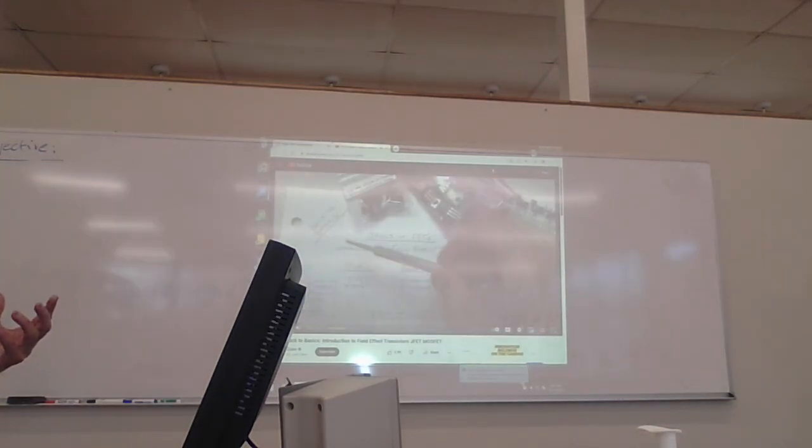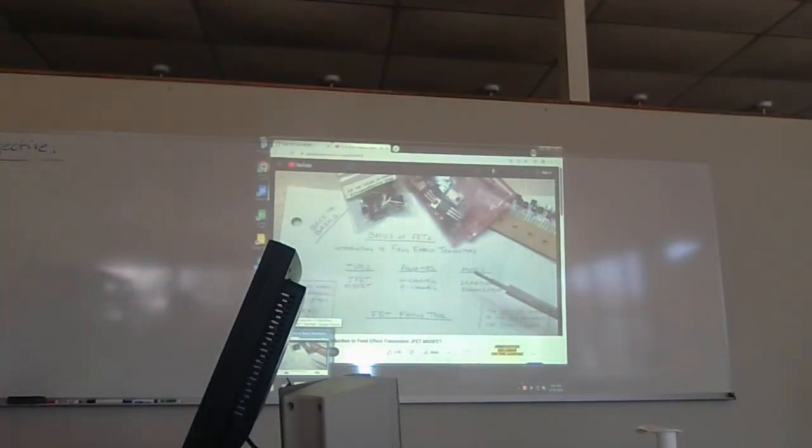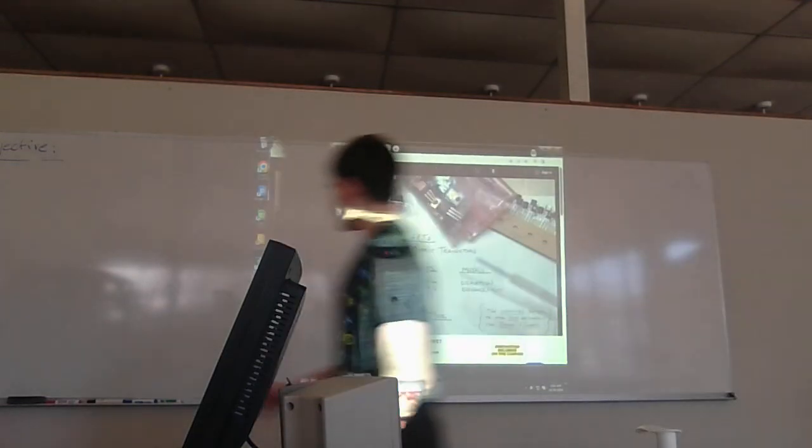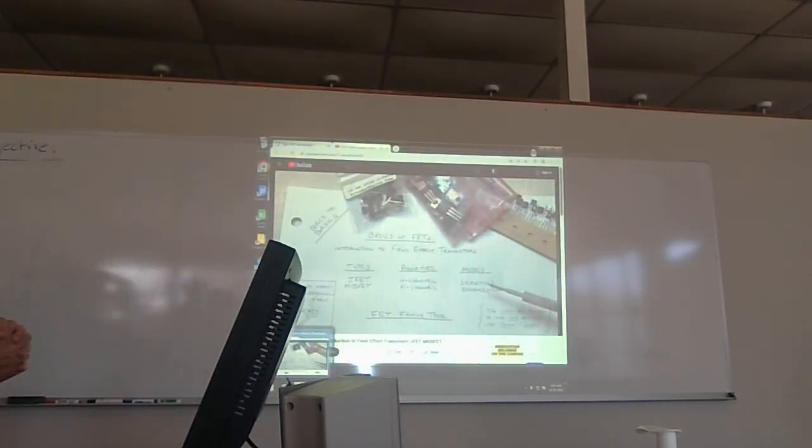Today's Back to Basics topic is an introduction to the field effect transistor, or FET. And we'll talk about JFETs and MOSFETs and different polarities, N channel and P channel, and the different types, depletion mode and enhancement mode devices. We're just going to cover some of the basic characteristics of FETs so you can understand what you're looking at.